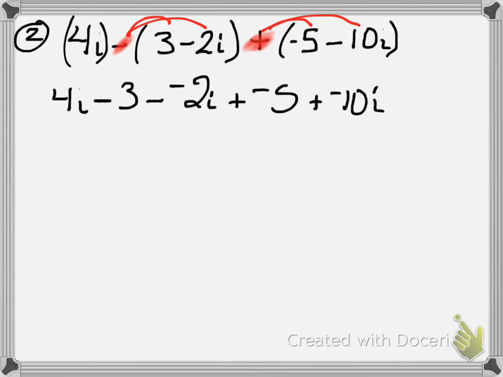Now we're going to change our signs so we know what they are. This time we have 3 signs that need to change. A negative and a negative make a positive, and a positive and a negative make a negative. And so we're going to combine our parts.